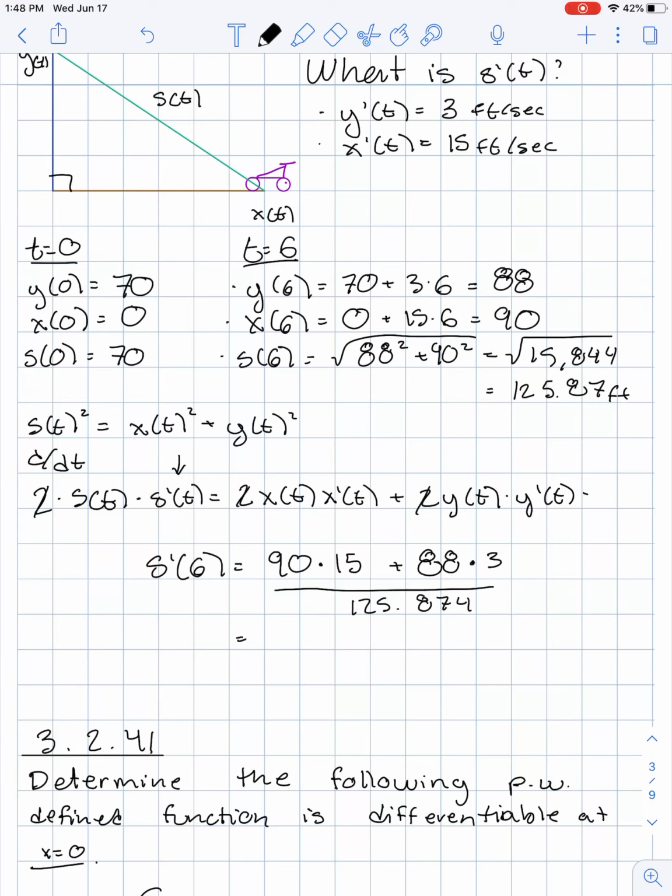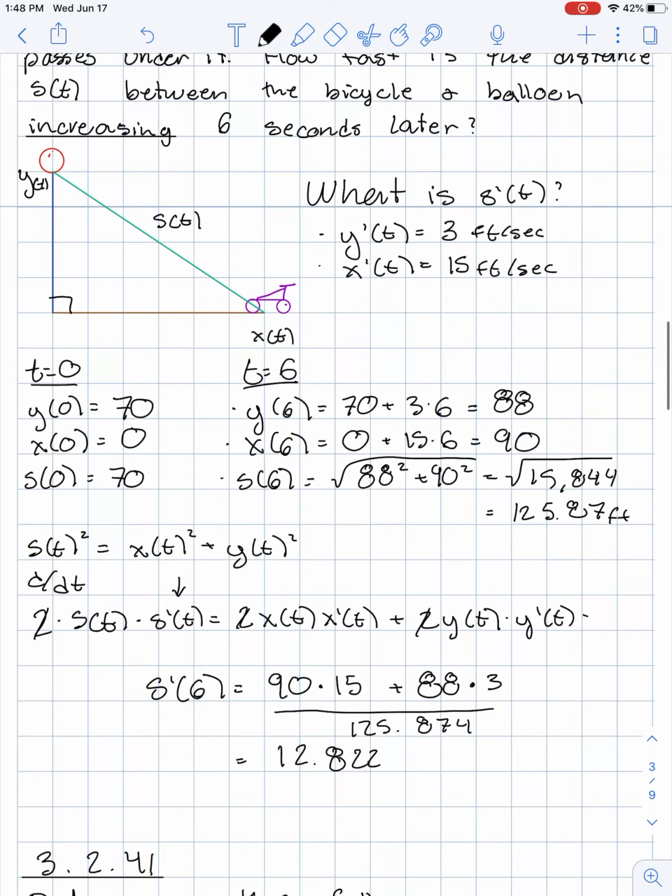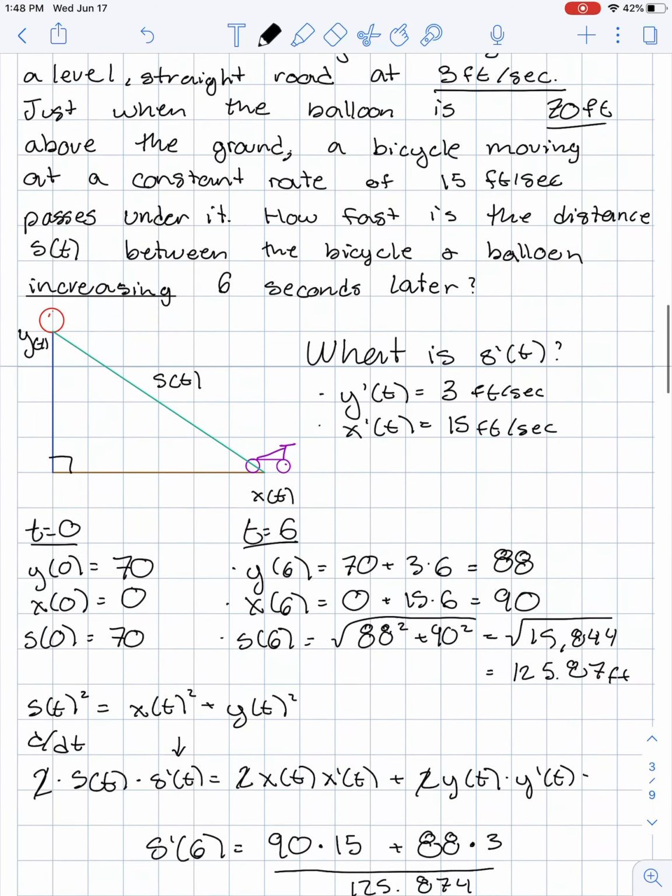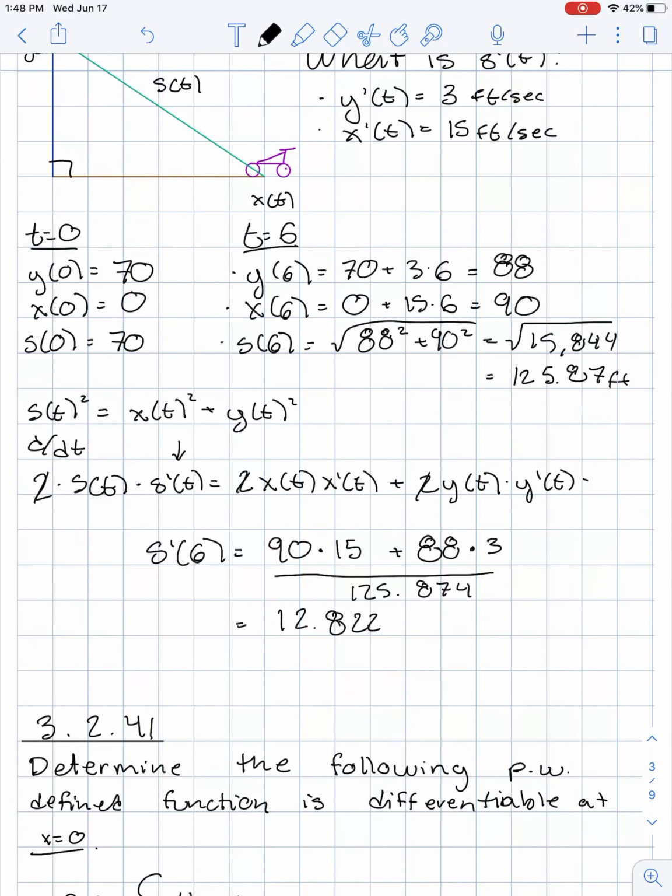So we get 1614 divided by 125.874. And we get 12.822. And since I was given lots of units, I should give units back. So this is going to be feet per second.